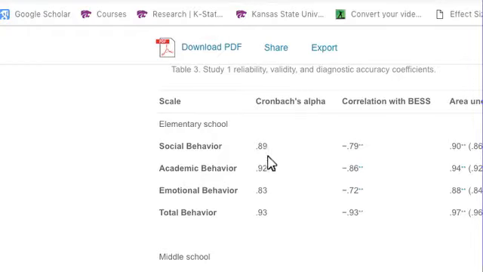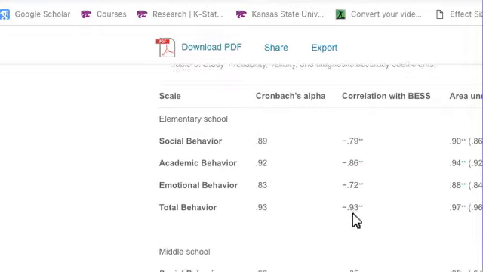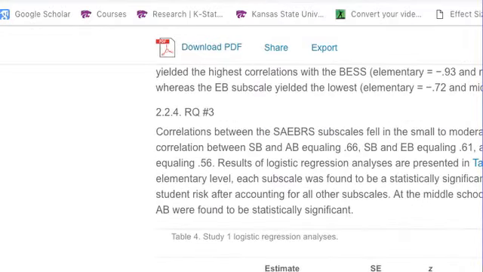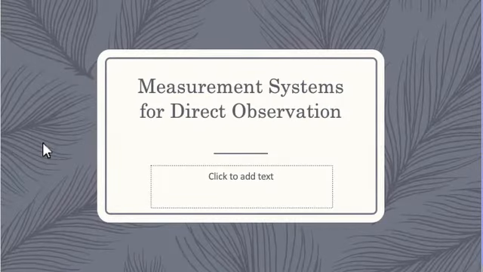And so we're seeing some pretty high numbers here. We're seeing these being fairly high, even though they're negative. But those negatives would have to do with the way that the scores are set up. So in the BESS, these things would be negative, and in the SABRS, these things would be positive. But it's showing us that they are correlated with each other. So you would be looking to find a summary within that article and describe it that way.